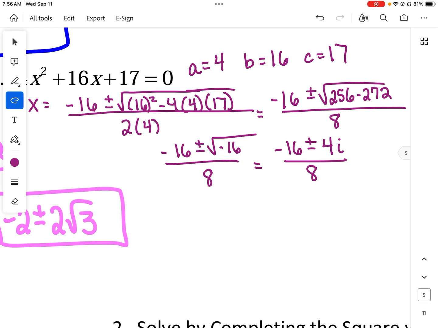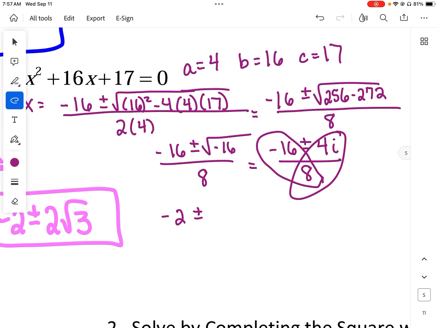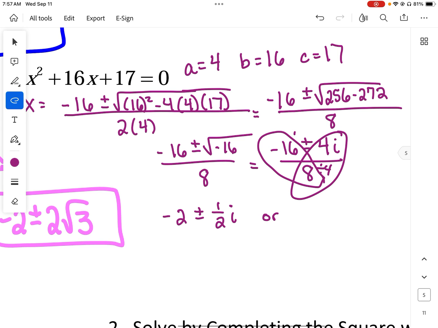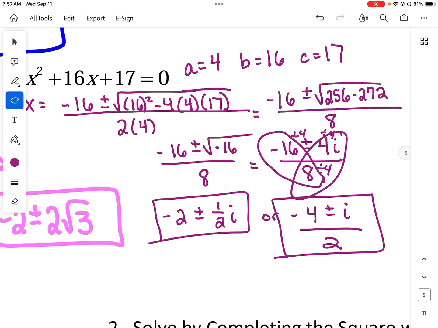And then what we can do is simplify. I can do a couple different ways. I could do this, simplify that. So I'd be like negative 2 plus or minus half i. Or what we could do is simplify by 4 instead, because they're all divisible by 4. So then that'd be negative 4 plus or minus 1i over 2. But these are equivalent. All right, that is it for today's notes.